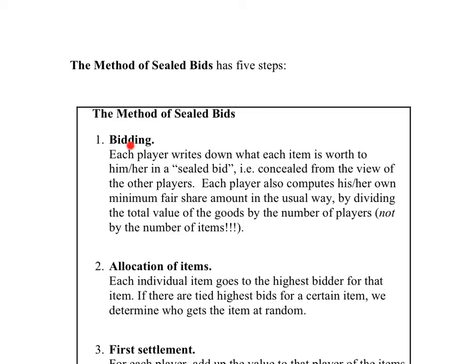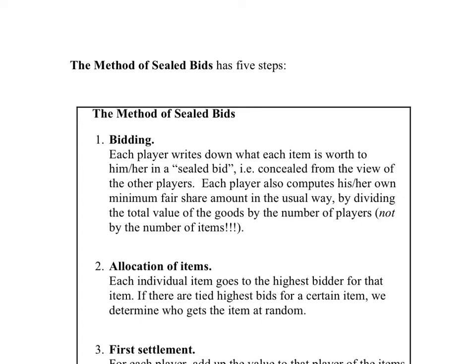Step 1 is bidding. Each player writes down what each item is worth to him or her in a so-called sealed bid. In other words, concealed from the view of the other players. So we're presuming here that no one knows what the other person is bidding. So it's something like an auction.